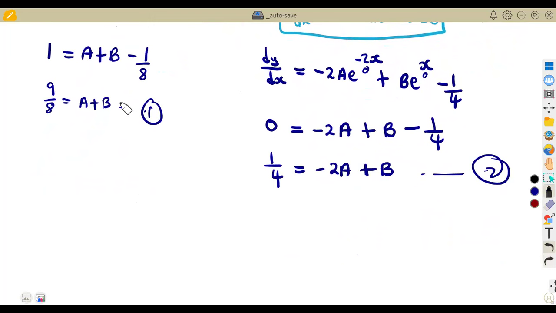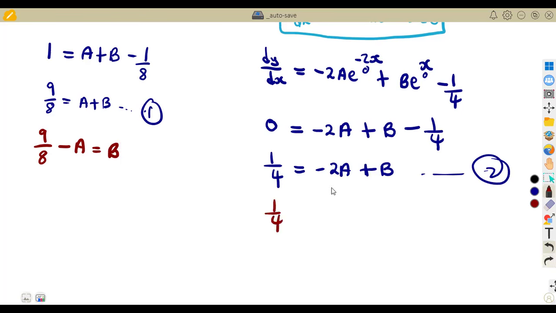If you check here, we can make b the subject. So if we make b the subject here, it means therefore it's going to be 9 over 8 minus a is equal to b. This represents b. We do the same thing here.